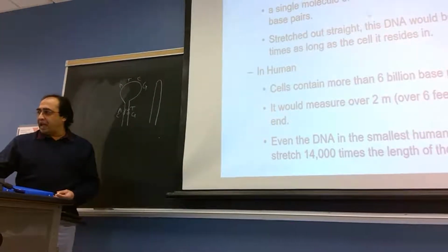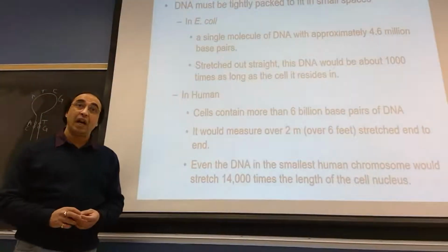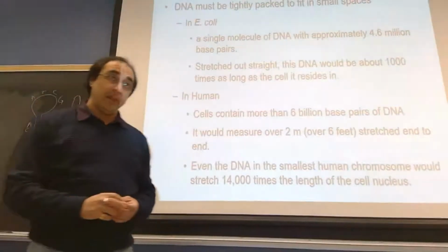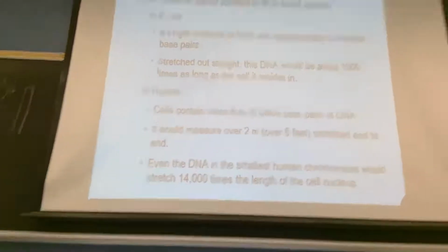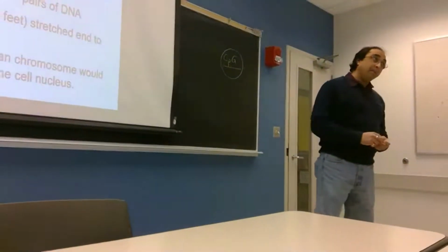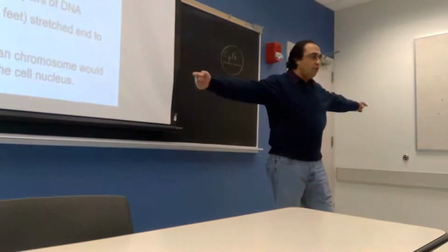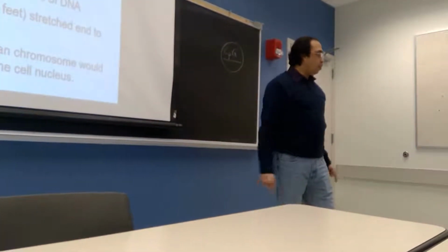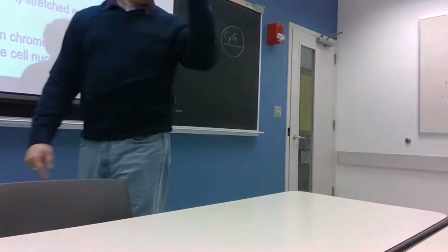In case of prokaryotes, it is approximately 4.6 million base pairs in one DNA, and they need to be packed into the cell. In case of human, they contain almost 6.4 billion base pairs. And if you stretch one single DNA, it is 2 meters long. 2 meters means just like this table, in a single DNA.